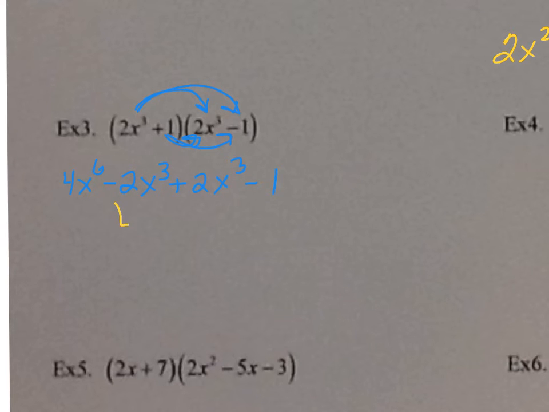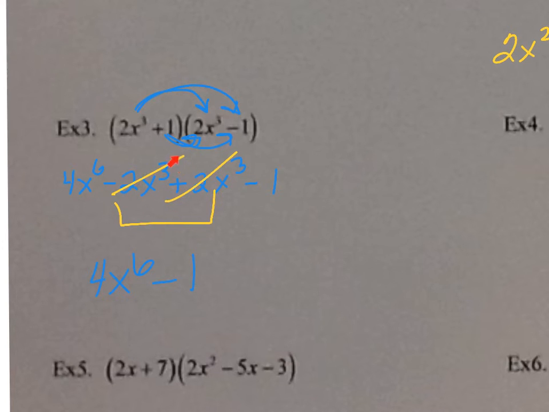Now, take a look in the middle here. What do you notice about the middle? So the middles are opposites. So negative 2x to the third plus 2x to the third, they cancel, right? That becomes 0. So I'm left with 4x to the sixth minus 1. So why are these two binomials special? Because the middle terms here canceled out.